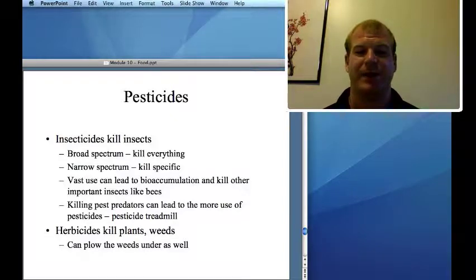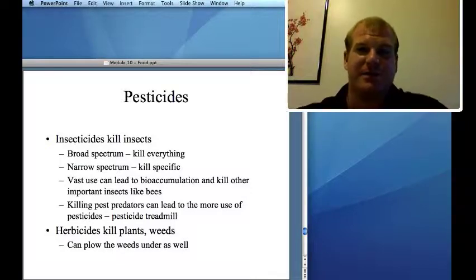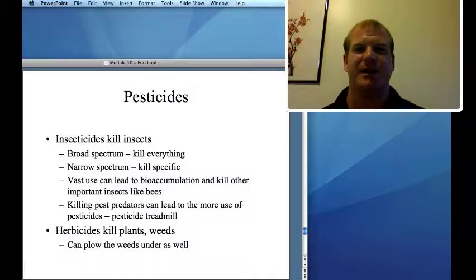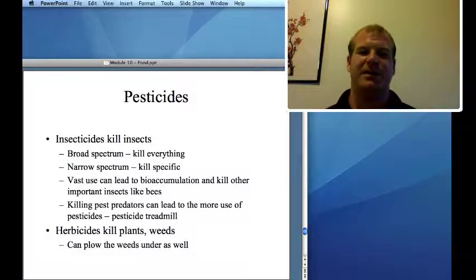Herbicides can kill weeds, and this is an energy saver. Monsanto is famous for this, for the herbicide Roundup, because they engineered some plants to be immune to Roundup, so you can spray, kill the weeds and not the crops. And this saves time. You can plow the weeds under as well, but the idea is it's easier to spray than plow.